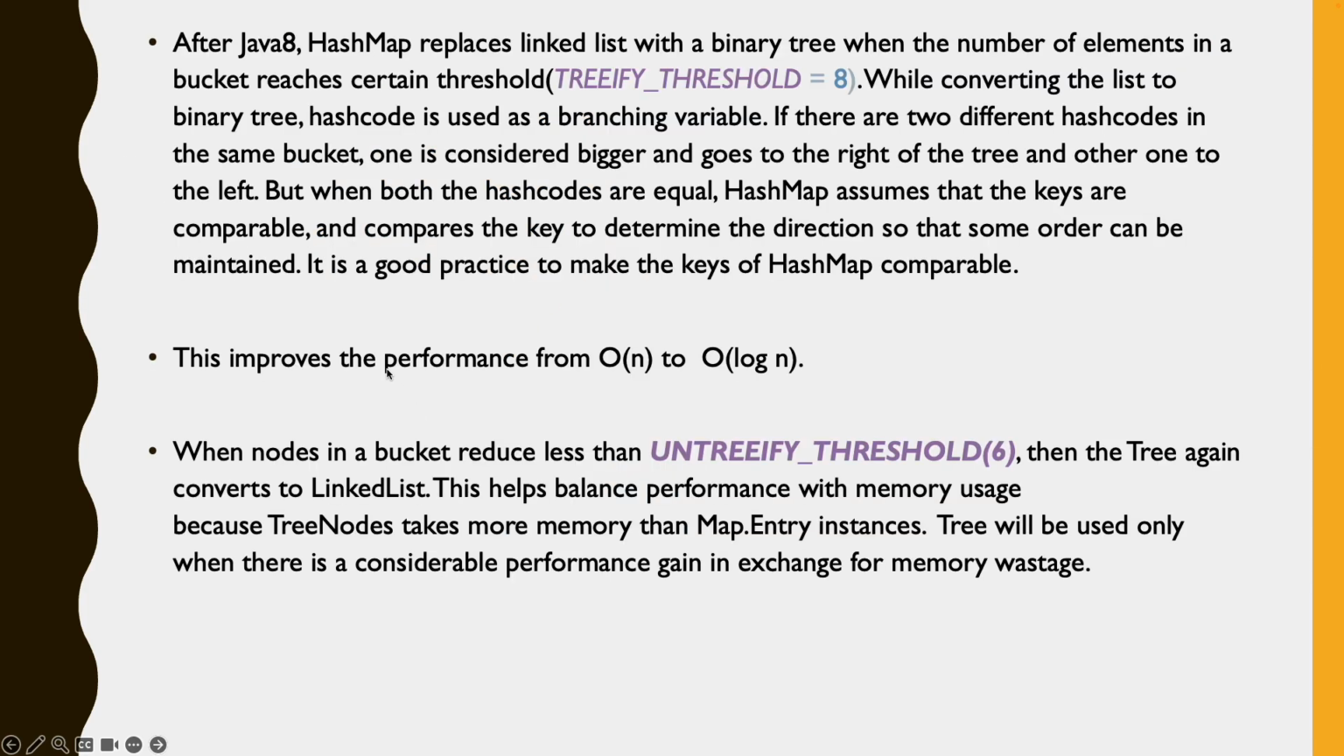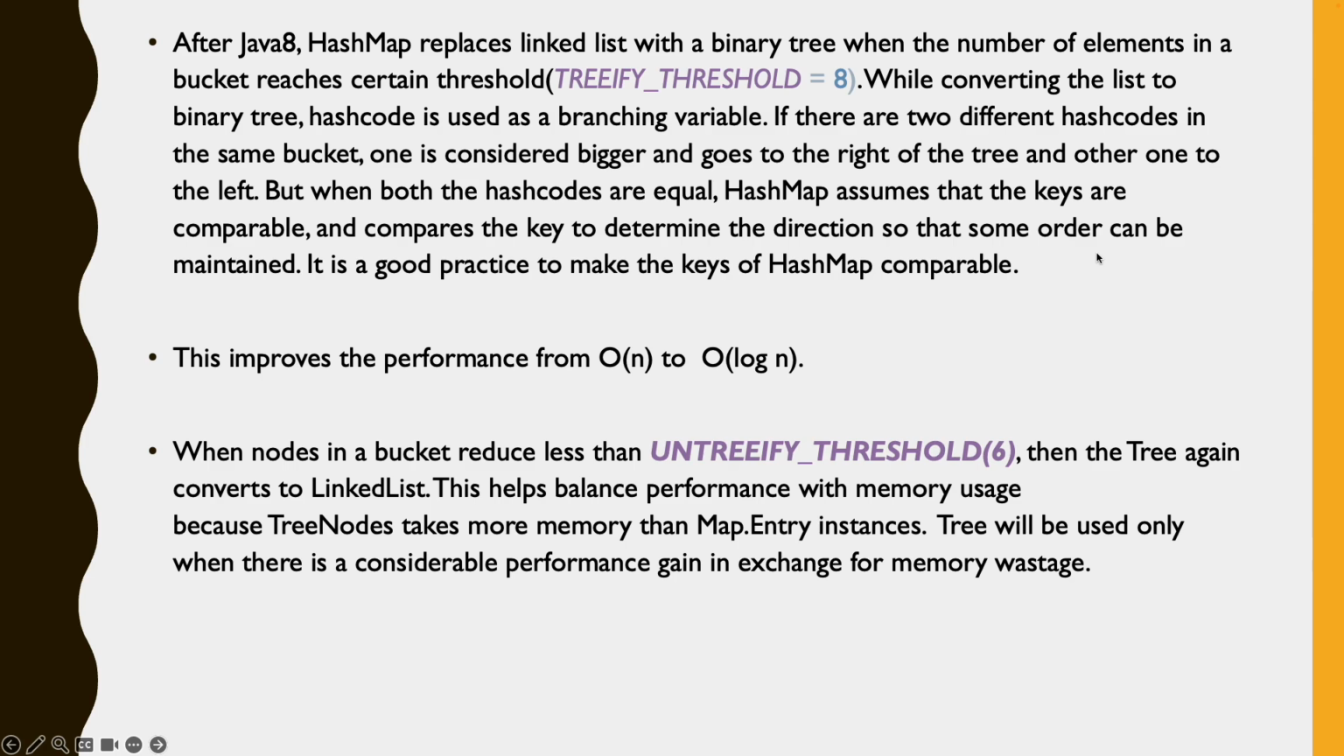There was a performance improvement in HashMap from Java 8. What is that? HashMap replaces the linked list with a binary tree. When will it replace? When the number of elements in the bucket reaches a threshold. What is the threshold value? That is 8, and it is called the treeify threshold. So in a bucket, if the number of nodes is 7, it will remain as a linked list, and when it reaches 8, suppose the 8th element comes, that linked list will convert to a binary tree.